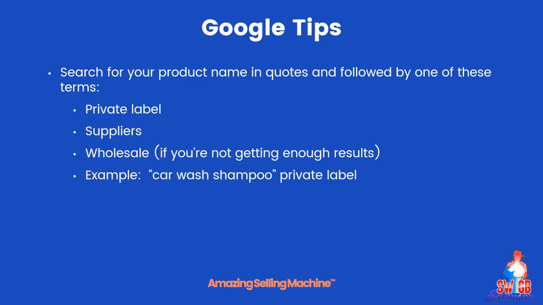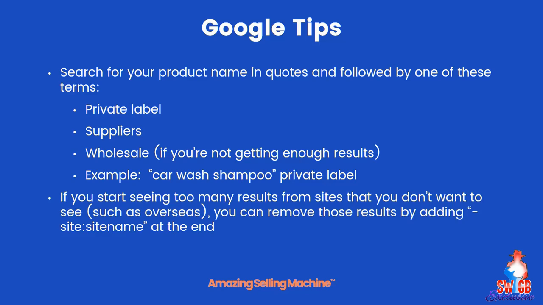So if you're looking for car wash shampoo, you would put that in quotes to make sure you're only finding the car wash shampoo product, so not everything surrounding cars or shampoo. And then you would put the words private label after it. And that would pull up a good number of companies willing to private label car wash shampoo.